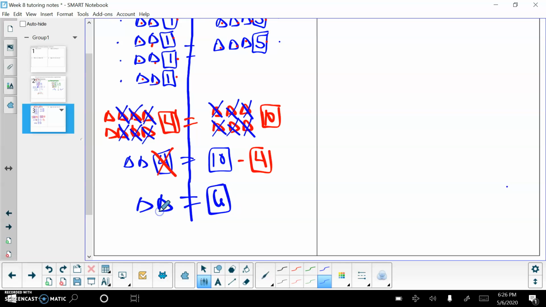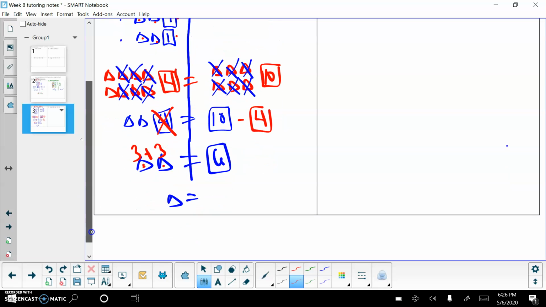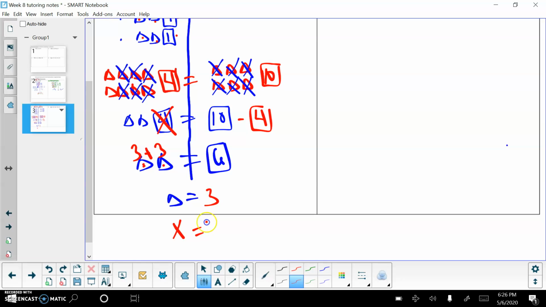2 triangles left. So then we need to try to figure out what is 1 triangle. So I need the same number in both places that when you add together equals a 6. So I'm going to try a 3. And 3, and you're adding, 3 plus 3 does equal 6. So I'm going to say that 1 triangle is a 3. That means x is a 3.